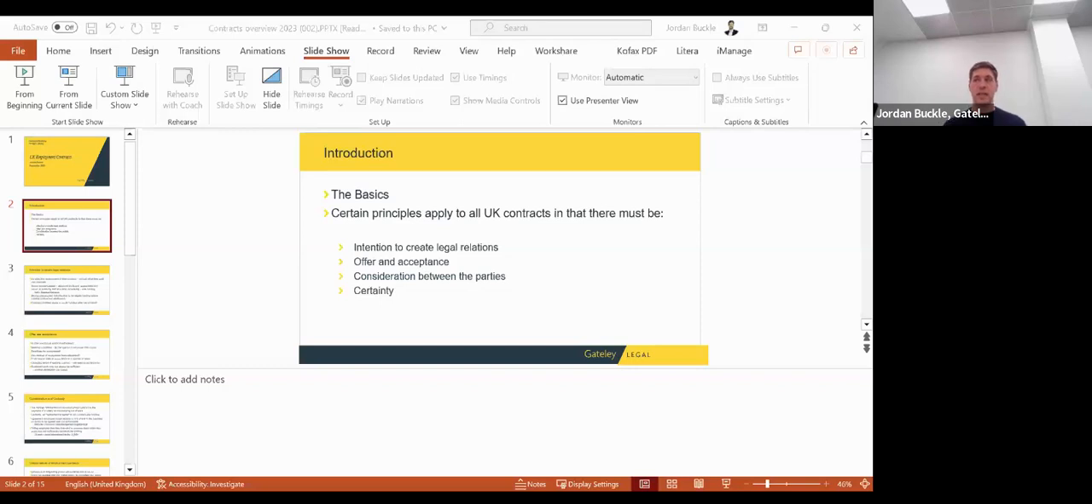Now, of course, if you were to vary somebody's salary down 20% and say, here's a new contract, and they continue to work because they've got no choice, then it would be more difficult in that scenario to say, well, you turned up to work the next day, therefore it must be the case that you've accepted your salary being reduced.